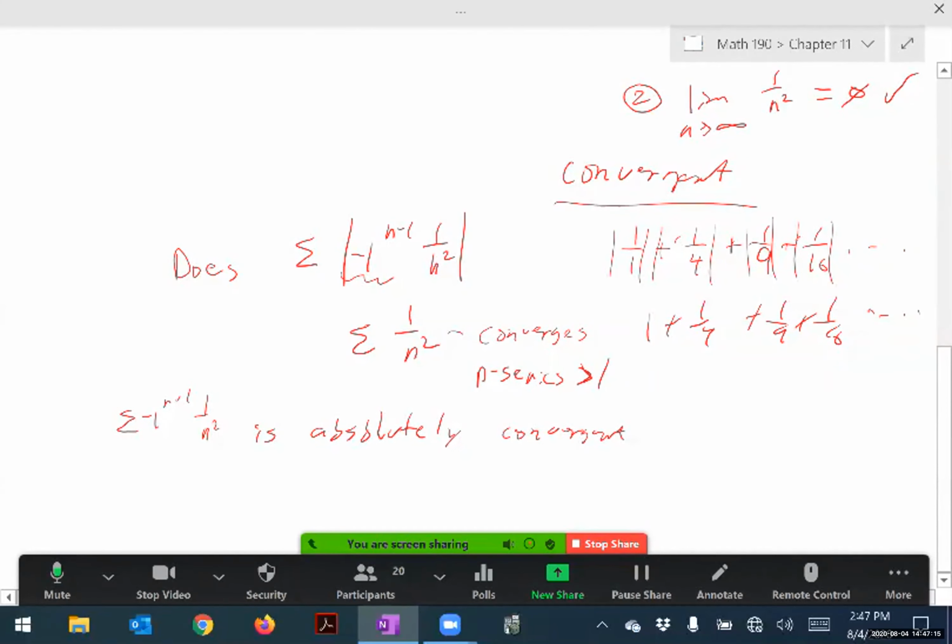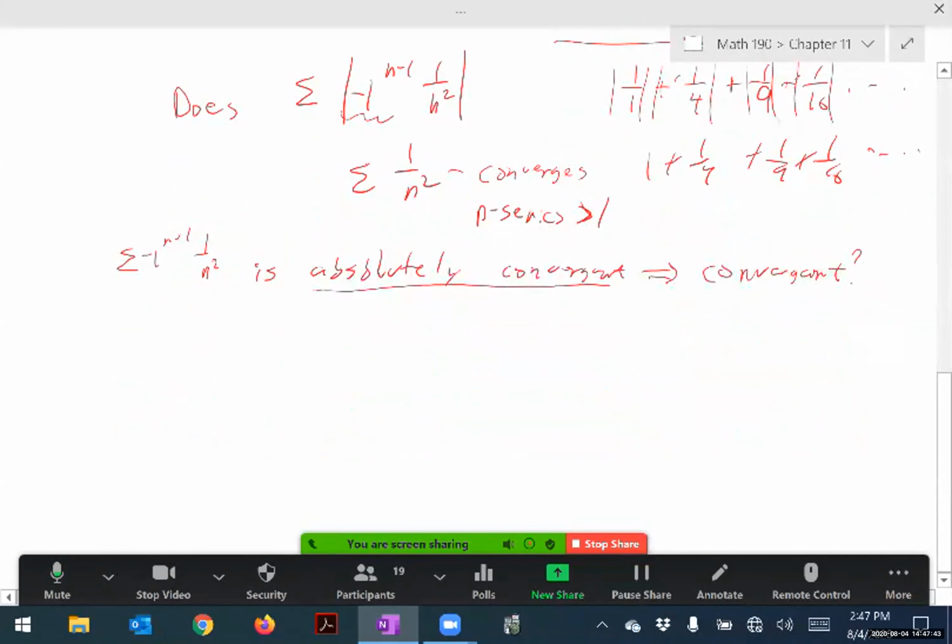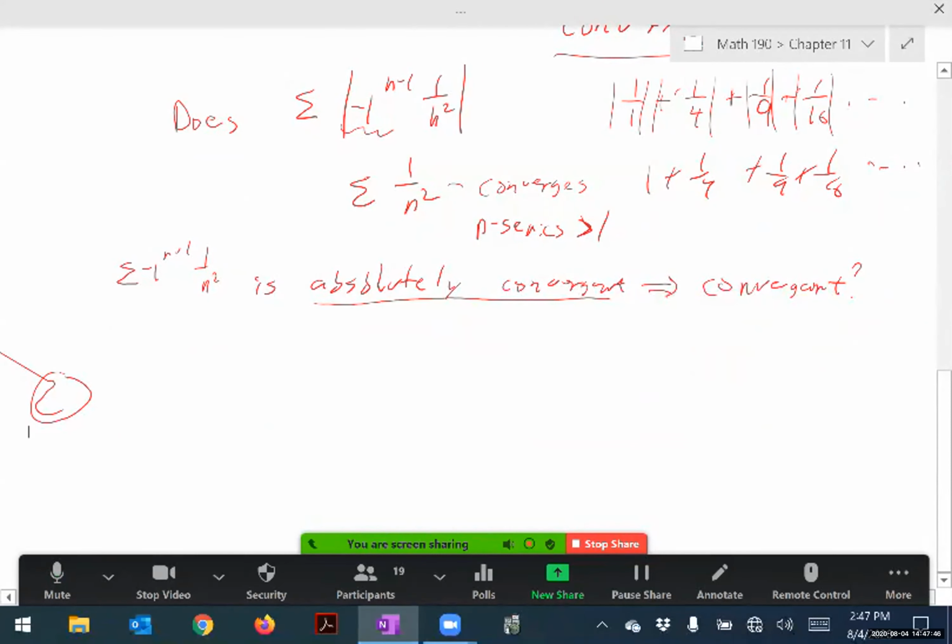If a series is absolutely convergent, doesn't that imply it is also convergent? Absolute convergence implies convergence, but it doesn't go the other direction: convergence doesn't imply absolute convergence. Let's see why it doesn't go the other direction. Let's look at number 2 here.